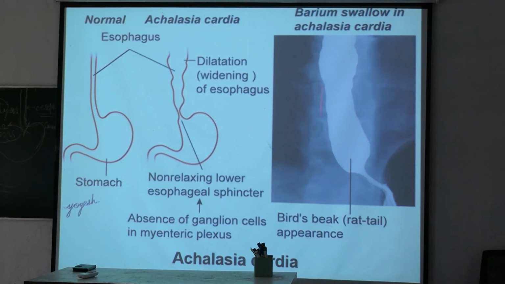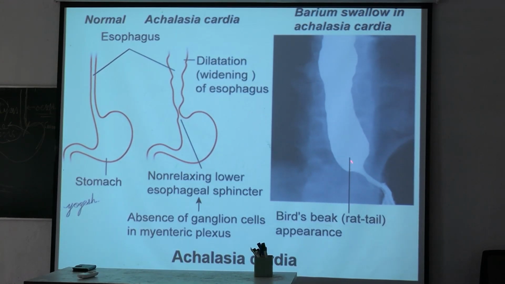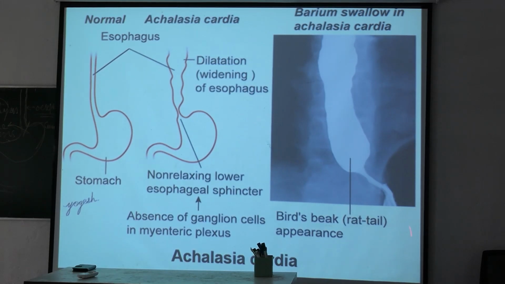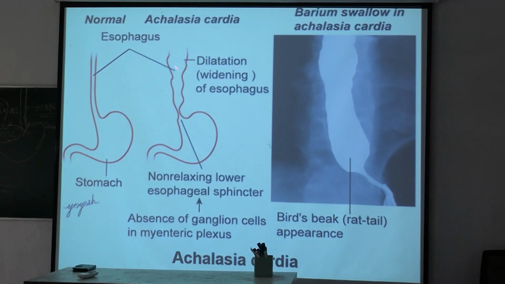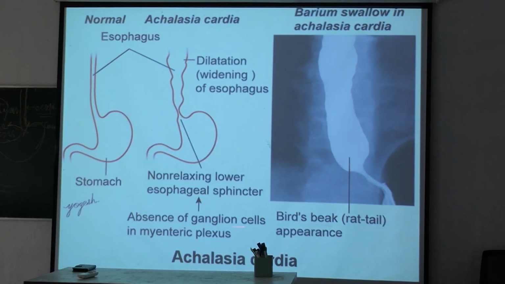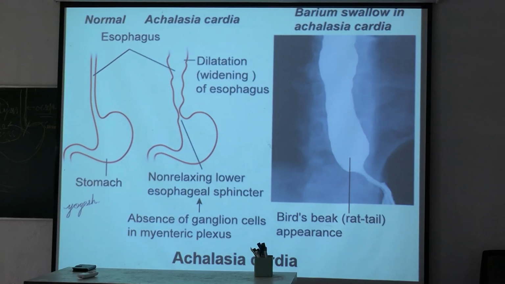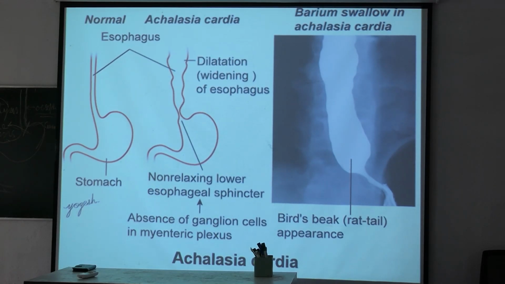See, this is in Achalasia Cardia. This is the rat tail appearance or bird beak appearance in barium swallow X-ray of the esophagus. Okay, lower part is constricted. Here the barium is appearing as the tail of a rat. Okay, so this is the normal esophagus. There is dilatation in the upper part, widening of the esophagus due to blockage in this region, and a non-relaxing lower esophageal sphincter due to absence of ganglion cells in the myenteric plexus. Okay, Achalasia Cardia. This X-ray is very commonly given in your final year.